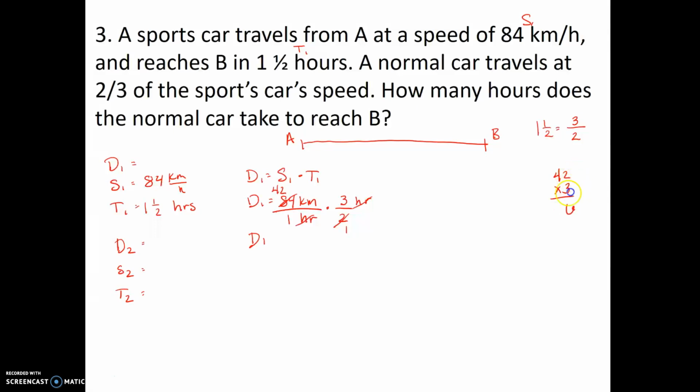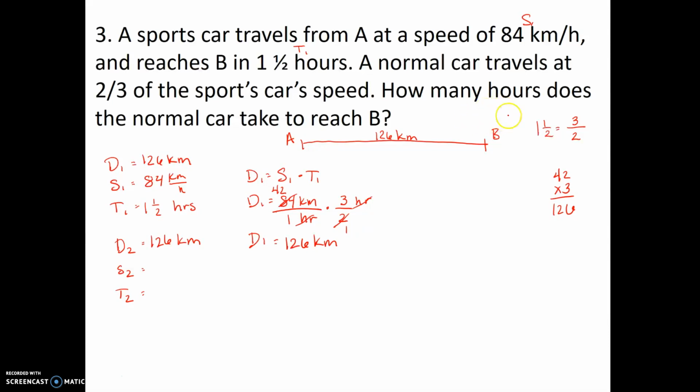So 3 times 2 is 6. 3 times 4 is 12. So 126 kilometers. I'm going to go ahead and mark that on my model here. And then let's write it over here in our chart. 126 kilometers. Okay, well, the distance from A to B is going to be the same for both cars. So it's 126 kilometers for D2 as well.